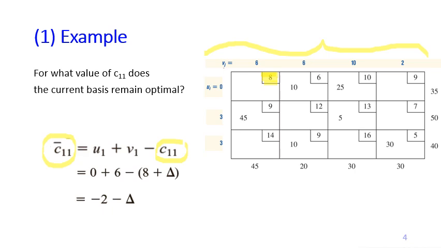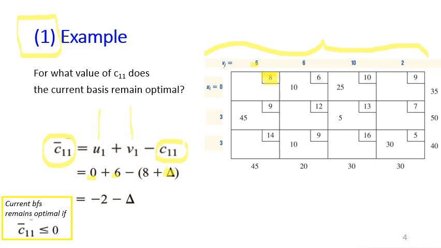Remember, as I said in the previous slide, U1 does not change, V1 does not change, and in fact all U's and all V's do not change for this first type of change. So we just use U1 equals 0, V1 equals 6. But now you replace C11 with 8 plus delta because we would like to know for what value of this change the current basis remains optimal. So you get that C11 hat equals minus 2 minus delta.